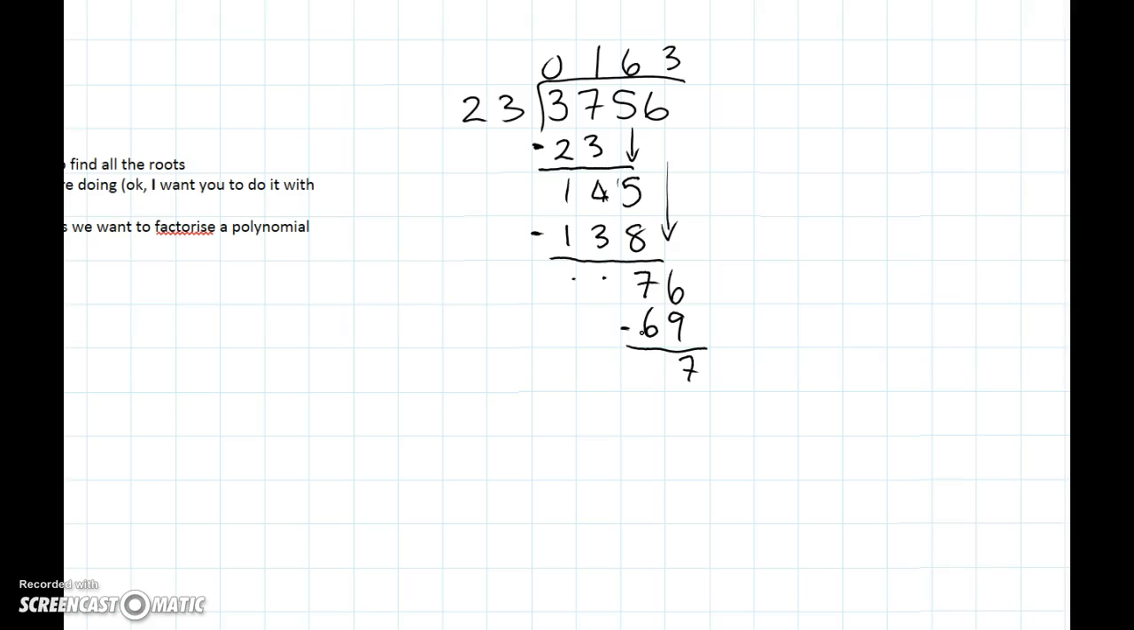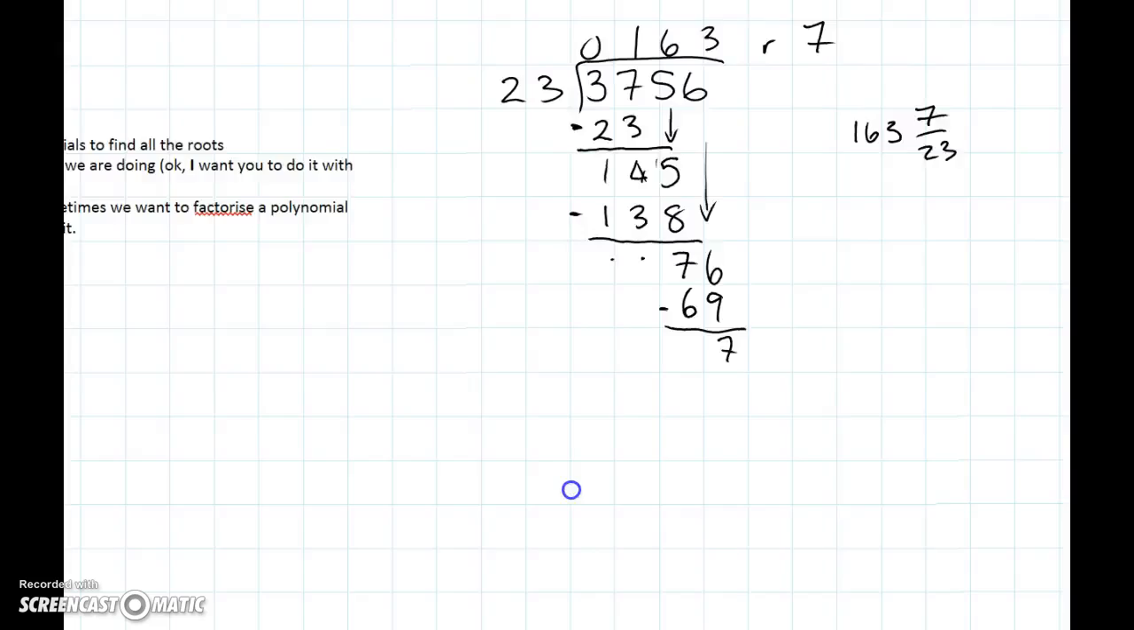So basically 7 doesn't go into 23. You could have carried on with your dots and everything, but we want a remainder at the moment. So I would say 3,756 divided by 23 is 163 times with a remainder of 7. Or you could say 163 and 7 23rds. Okay, so that's just a reminder of your long division.